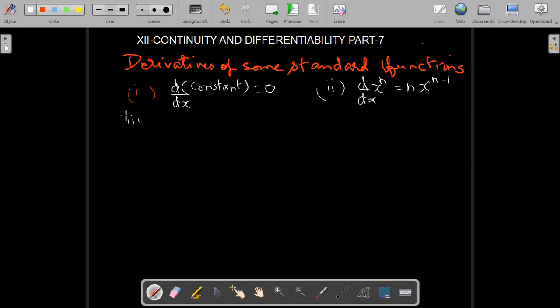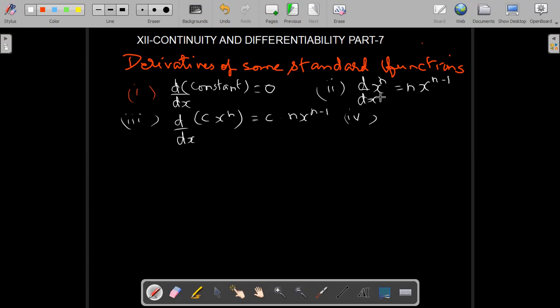Third, if a constant is with some function, suppose you have a constant with some function, c and x to the power n, then c we can take out common and we will differentiate x to the power n, so that will be n x to the power n minus 1.